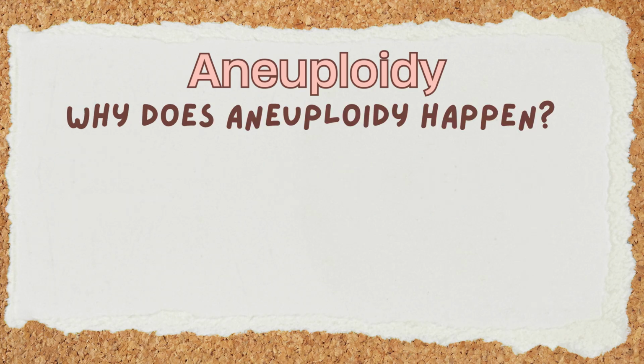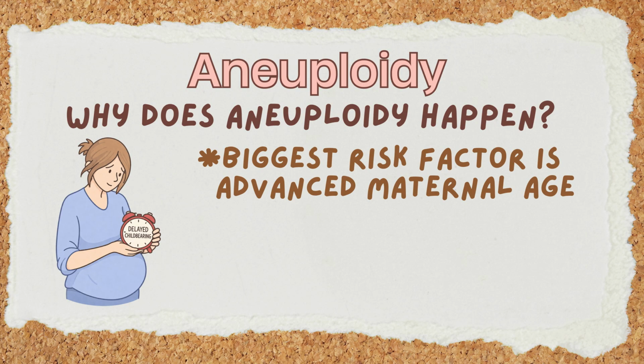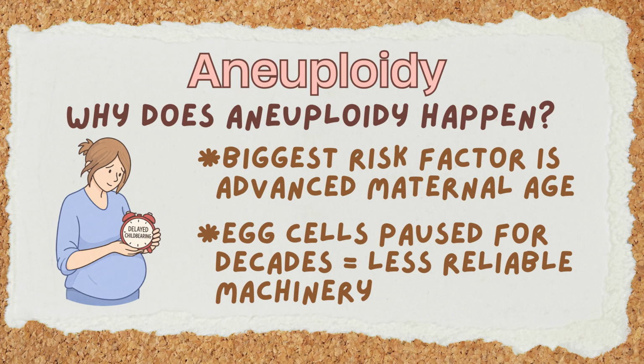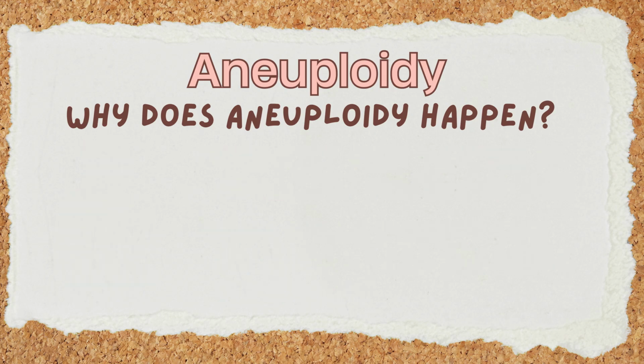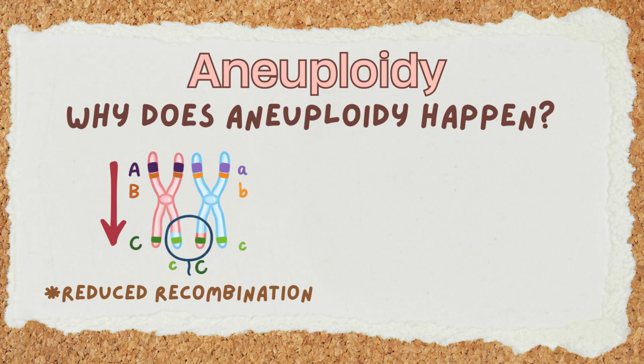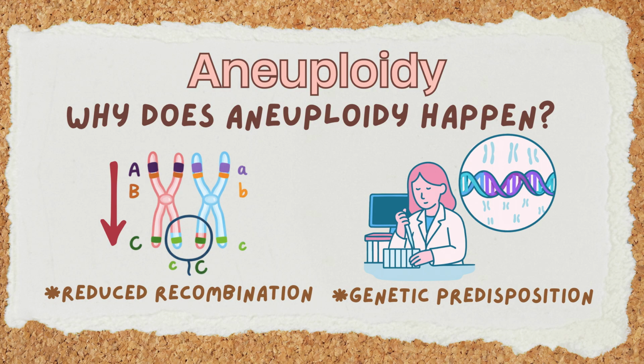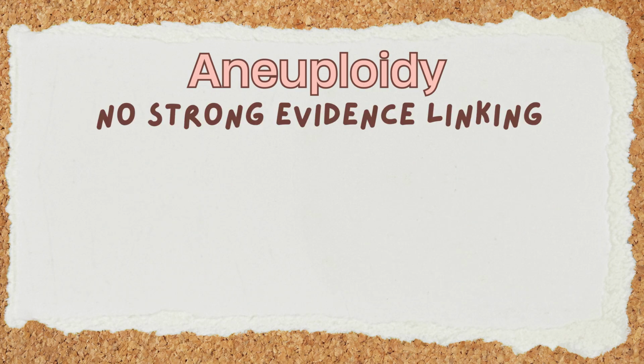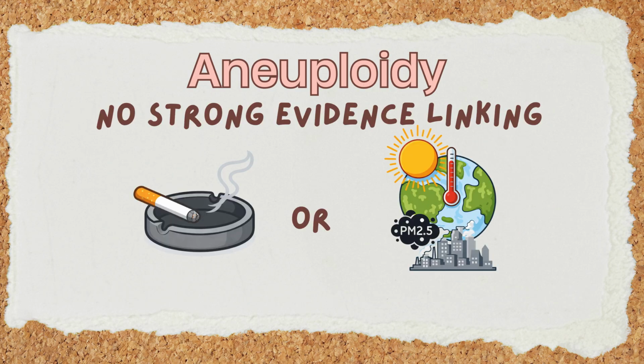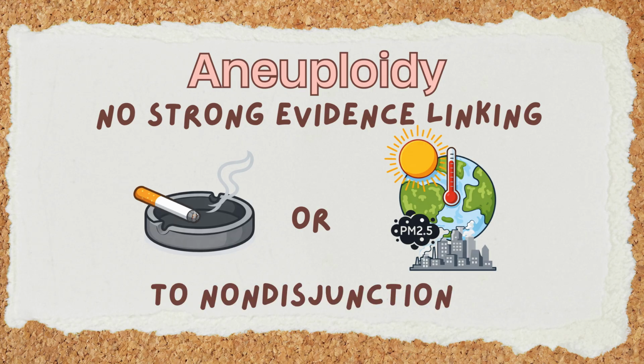Now, why does aneuploidy happen? The biggest risk factor is advanced maternal age, and here's the reasoning behind that. Egg cells begin meiosis before birth and remain paused for decades. Over time, the machinery that separates chromosomes becomes less reliable and is more prone to errors. There are also associations with reduced recombination and possible genetic predispositions. But importantly, there is no strong evidence linking lifestyle or environmental exposures to non-disjunction.